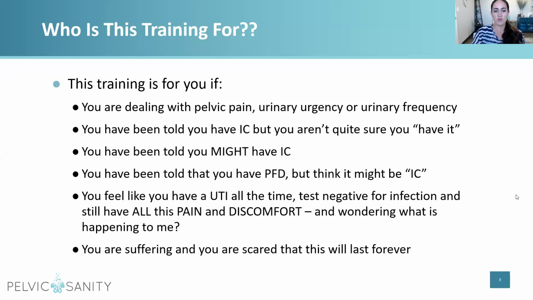This is also really a good training for you if you feel like you have a UTI all the time, you test negative for infection, and you still have all this pain and discomfort, and you're wondering what in the world is happening to me. Why can't anybody figure this out? Why isn't it showing up on the testing? What is going on?